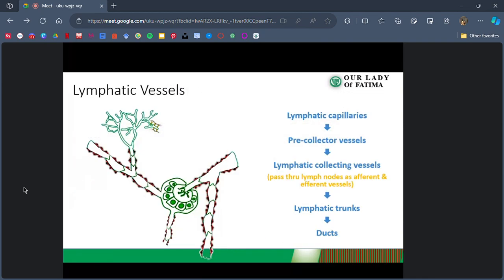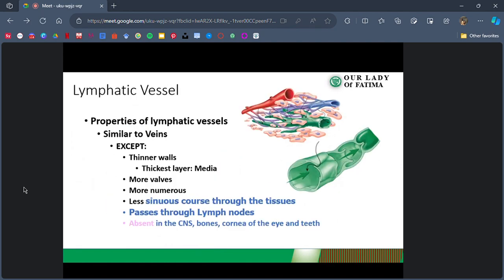Lymphatic capillaries unite to form pre-collector lymphatic vessels, which in turn combine to form larger collecting vessels that pass through lymph nodes for filtration. The lymphatic collecting vessels are very similar to veins in that they are low-pressure vessels. However, they have thinner walls with more valves. They are also more numerous with less tortuous pores, and they all pass through the lymph nodes.